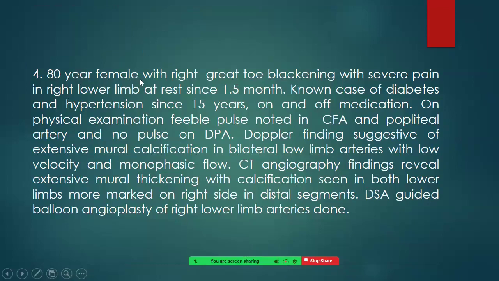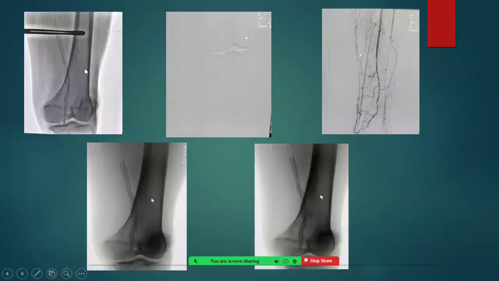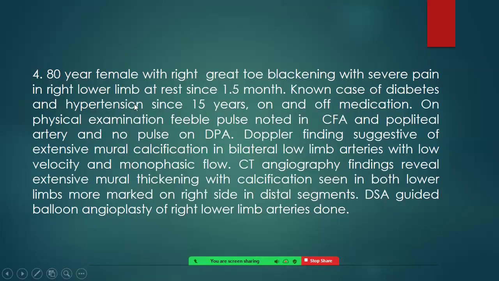This is another case, a female with right toe blackening. So the basic point is that we don't need to stent all the arterial segments, all the occlusive segments. After the balloon angioplasty, we have to stent only the segments that show dissection, flow-limiting dissection. We have to stent only those segments.